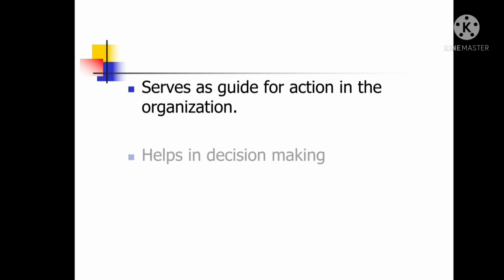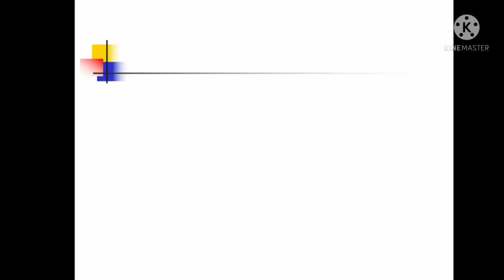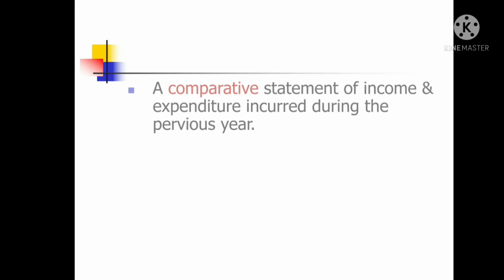So it serves as a guide for action in the organization and it helps in decision making. I think the importance are clear. Then we can move on to the principles of budgeting. What are the principles? A comparative statement of income and expenditure incurred during the previous year. Here we are comparing. It should provide a sound financial management by focusing on the requirement of the organization.